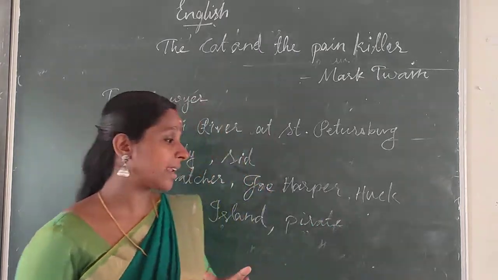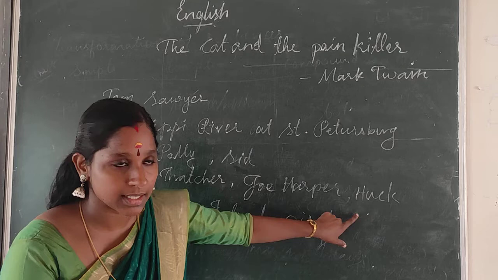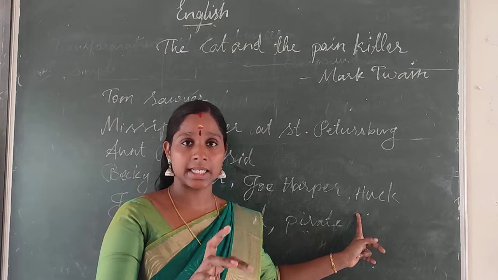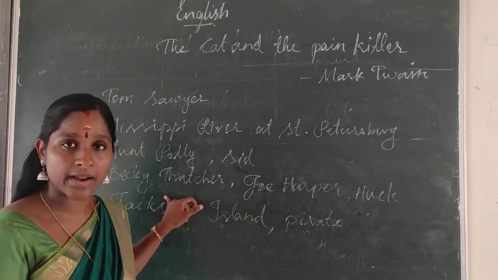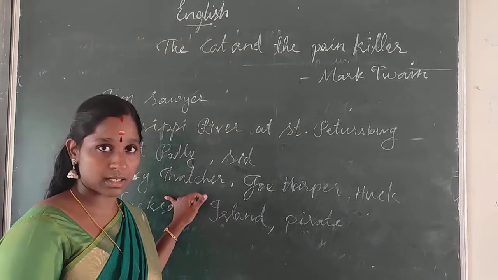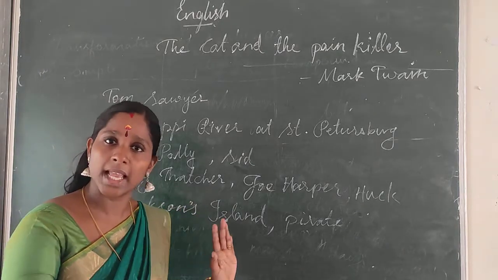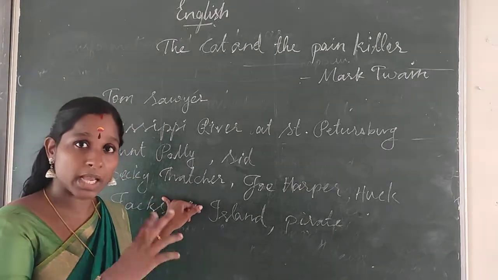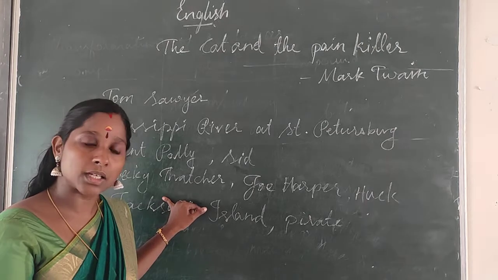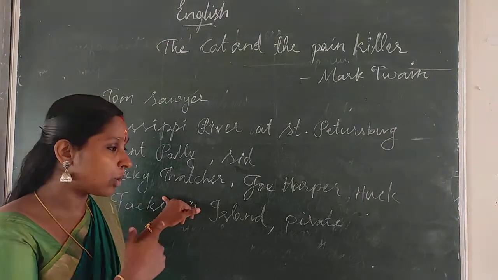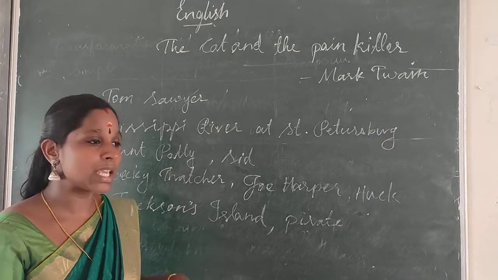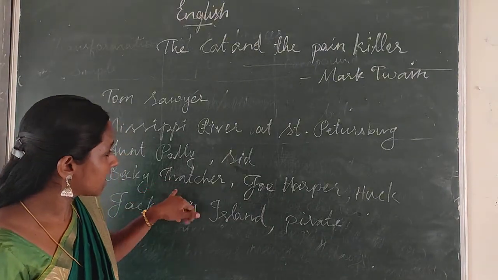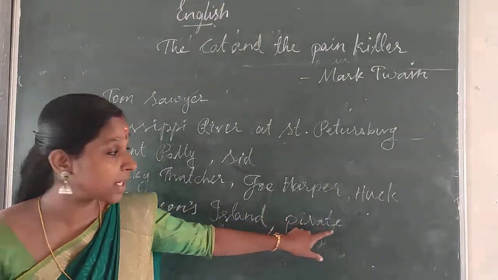He has 3 friends mainly: Becky Thatcher, Joe Harper, and Huck. When he avoided going to school, that time Becky Thatcher arrived, so he got interested in going to school. For a few days he went. The reason is Becky Thatcher, his good friend. He became a good friend, okay, that's why he started to go to school. But over a period she falls sick and stopped coming to school. So he also started to feel bored and stopped going to school. Do you get it? So his 3 friends are Becky Thatcher, Joe Harper, and Huck.